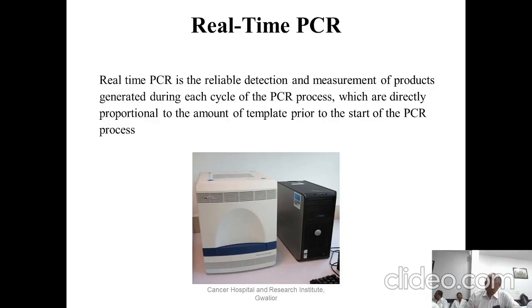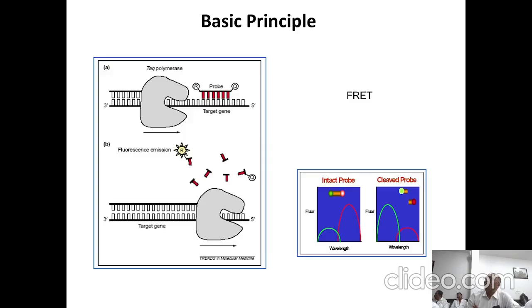So this is a real-time PCR. How does it work? So this is the basic principle. This is a DNA. You want to copy that. You have a primer attached here, and this is your Taq polymerase. It will move forward like this, and keep building the entire strand like this.